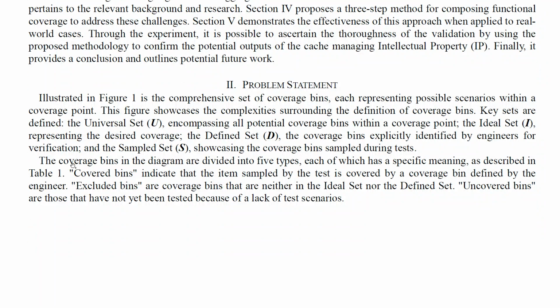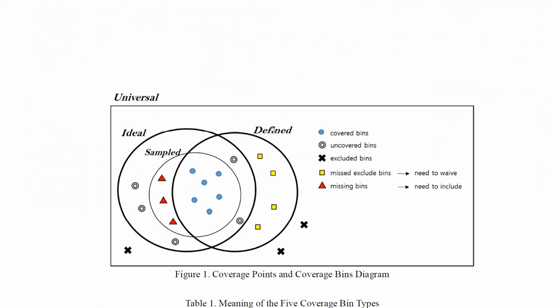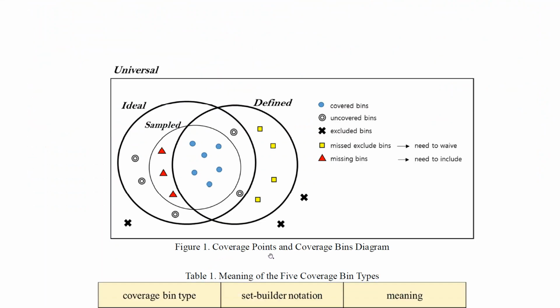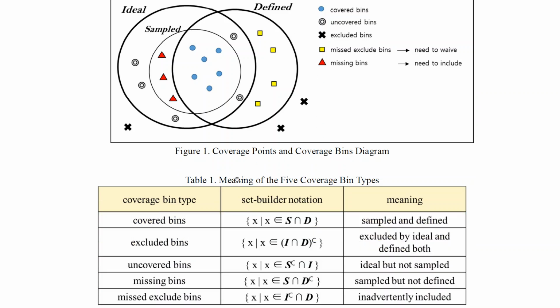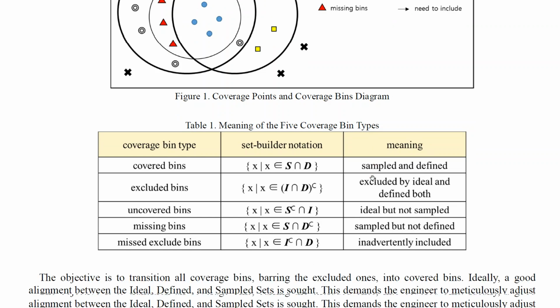The coverage bins in the diagram are divided into 5 types, each of which has a specific meaning, as described in Table 1. A covered bin indicates the item sampled by the test is covered by a coverage bin defined by the engineer. Excluded bins are coverage bins that are neither in the ideal set nor the defined set. Uncovered bins are those that have not yet been tested because of the lack of test scenarios. So this is Figure 1, the coverage point and coverage bins diagram. Table 1 is the meaning of the 5 coverage bin types.